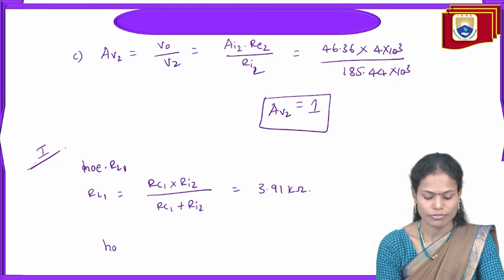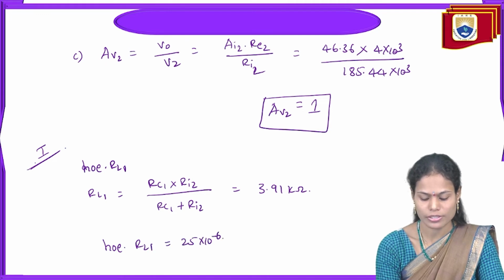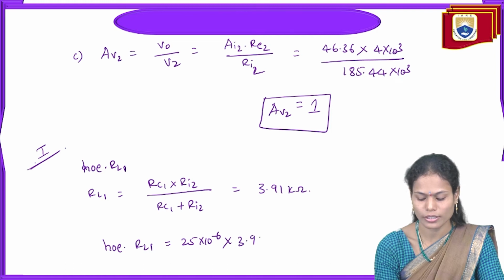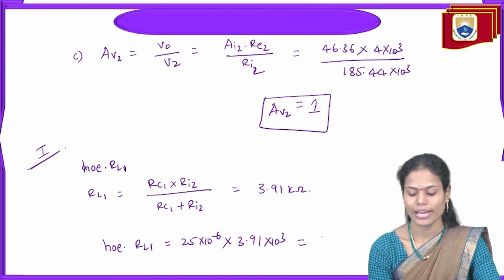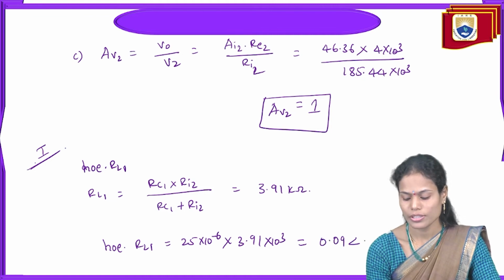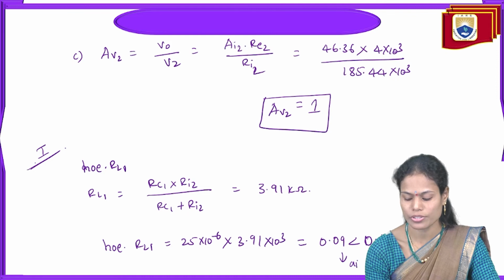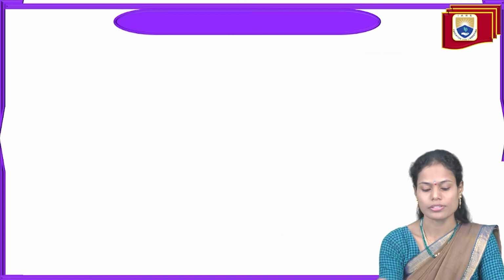So next, checking for HOE into RL1. HOE value is 25 into 10 power minus 6 and this one is 3.91 into 10 power 3. So this value we are getting here as 0.09. So it is less than 0.1 here. So we need to go for the approximate analysis. For the first stage, we need to go for the approximate analysis.